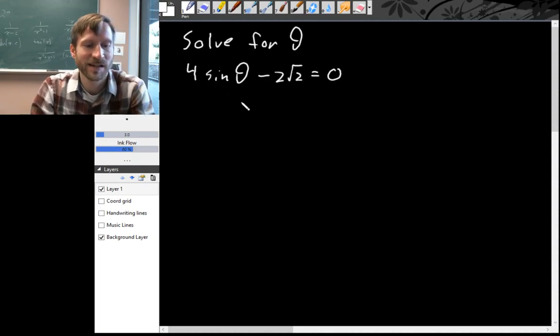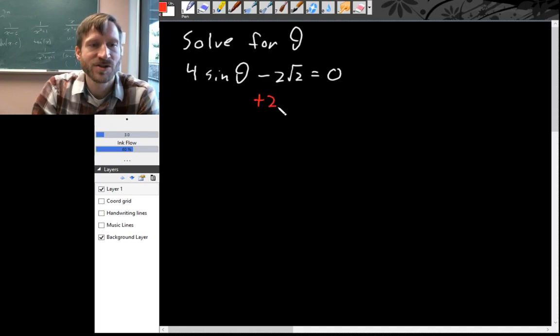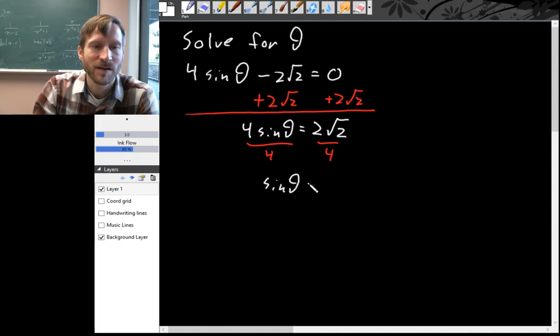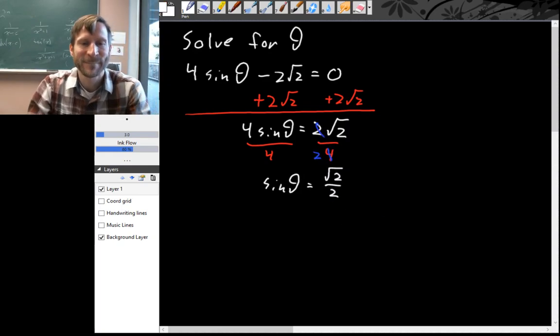Let's start by isolating this theta. So we can add 2 root 2 to both sides, and that's going to give us 4 sine theta equals 2 root 2. And then divide both sides by 4, and we get sine theta equals, we can cancel a factor of 2 here, root 2 over 2. Okay, so really we're going to solve the equation sine theta equals root 2 over 2.